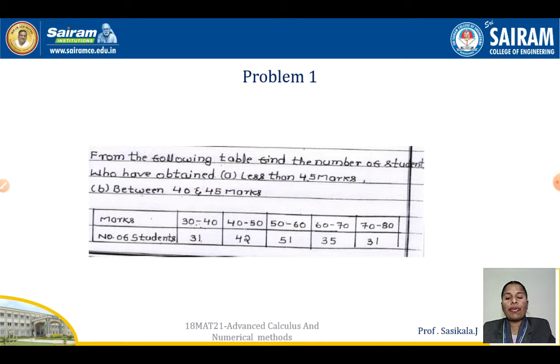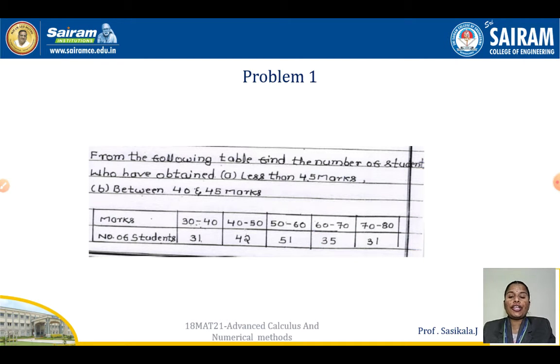So 30 to 40 marks: 31 students, 40 to 50: 42 students, 50 to 60: 51, 60 to 70: 35, 70 to 80: 31. So this type of data for marks will be there. This is what we call a class interval. As per statistics, we have three series: individual series, discrete series, and continuous series. So this is the third type of data, a continuous series.